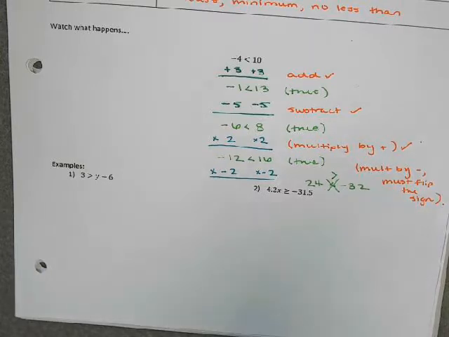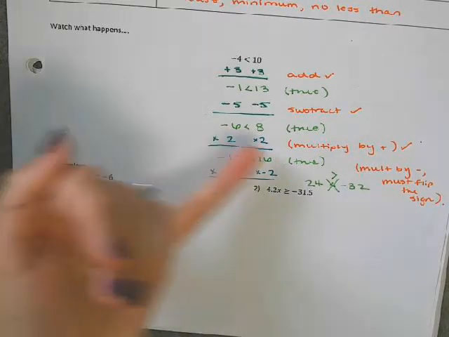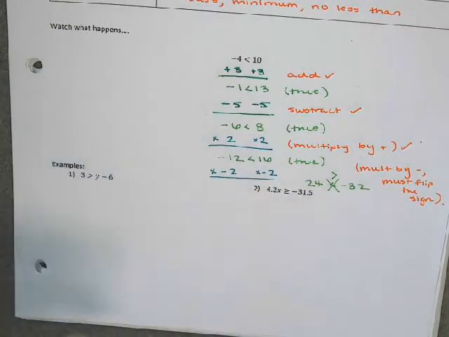And the same works for division. So we could have divided by 2 and it would have worked out fine, but if you would have divided by -2, you would again have to flip the sign. Okay, so multiplying or dividing by a negative number, you'd have to flip the sign.